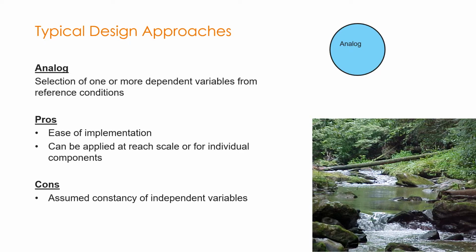One of the cons is that there's an assumed constancy of independent variables. That is to say that your hydrology, geography, and sediment input in your reference reach should ideally be similar or the same as your conditions in your design reach. Another con is that finding an appropriate reference reach can be very difficult.